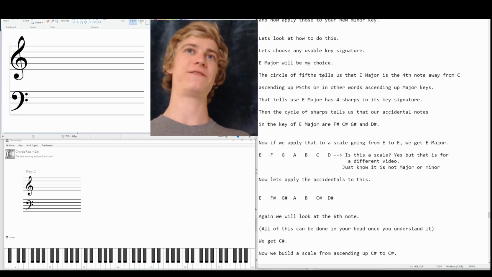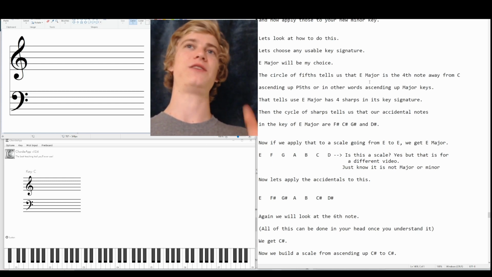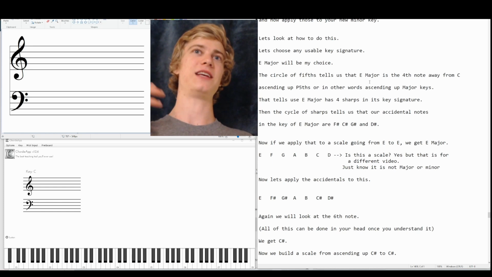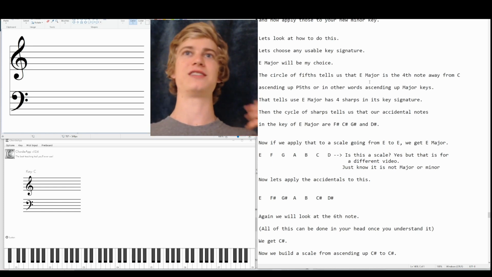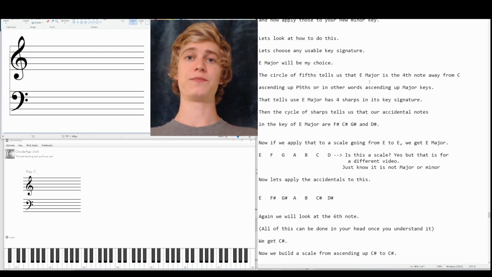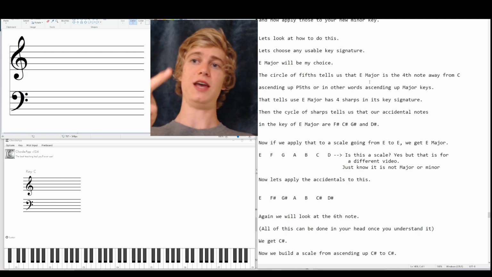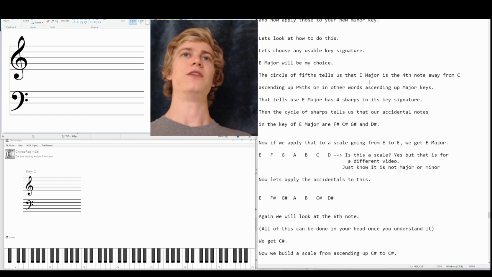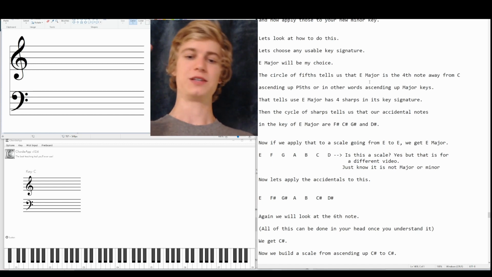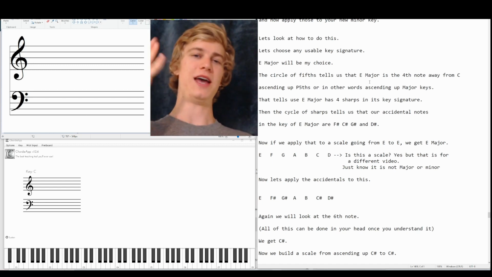The circle of fifths tells us that E major is the 4th note away from C, ascending up perfect fifths, or in other words, ascending up major keys. So C is starting, then we go G, D, A, E. We have 4. Then the cycle of sharps tells us that our accidental notes in the key of E major are F sharp, C sharp, G sharp, and D sharp.